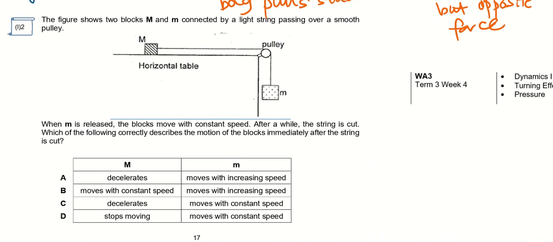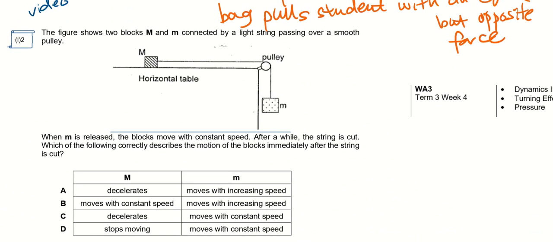Okay, next question, L2. It shows that there are two blocks, capital M and small letter m, connected by a light string passing over a smooth pulley. If it's a smooth pulley, that means there is no friction. When small m is released, the blocks move with constant speed. That means there is friction on the horizontal surface, right?